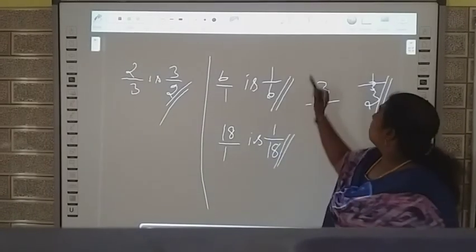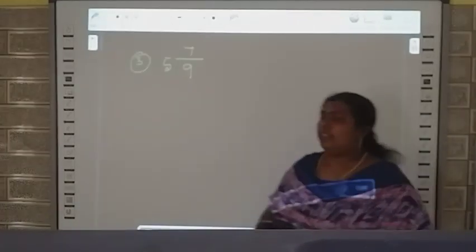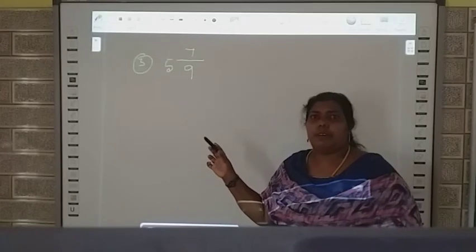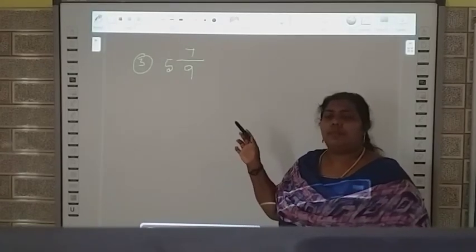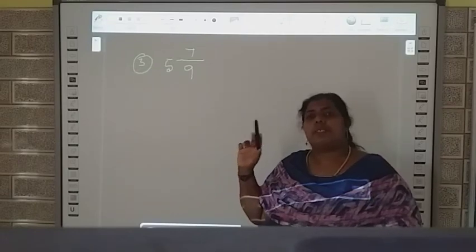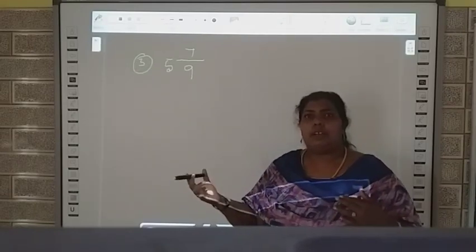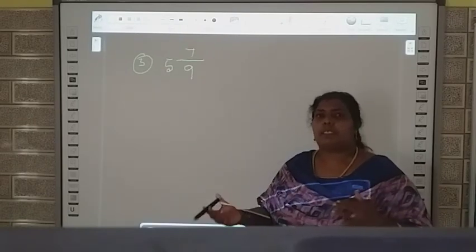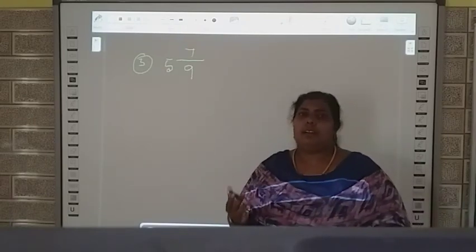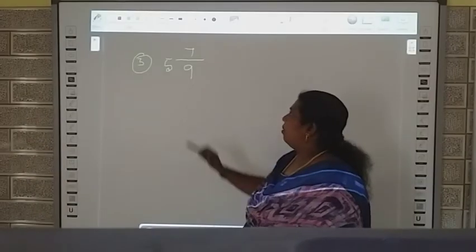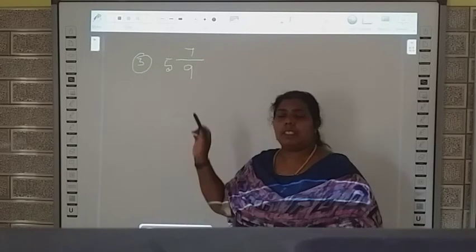Next question. Here is a mixed number. Okay. Now we are going to find the multiplicative inverse or reciprocal. How to find the reciprocal? This is a mixed number. For a mixed number, first what do we have to do? We have to convert it to an improper fraction. Isn't it? After that we have to find the reciprocal. Okay, see here, 5 and 7 by 9. This is the mixed fraction.